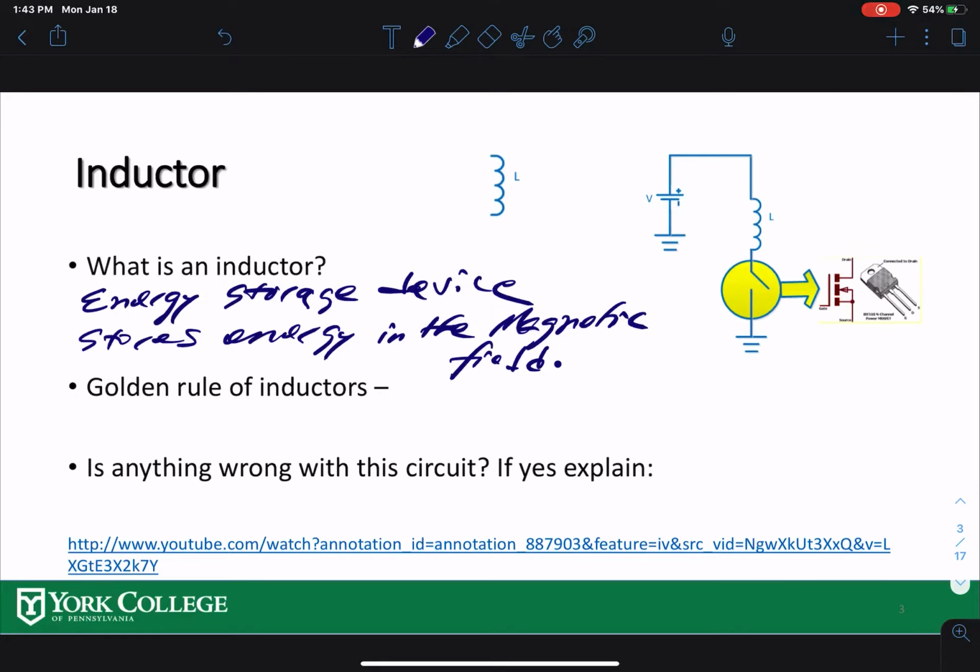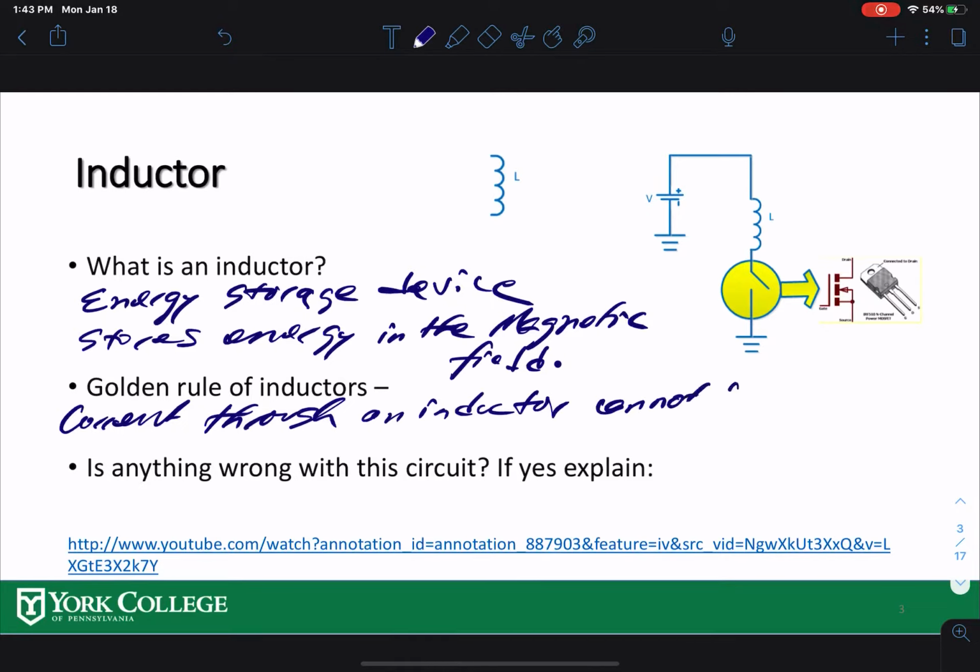That's the inductor. And what is the golden rule of inductors? There are two rules, one for the inductor, one for the capacitor. For the inductor, the current through an inductor cannot be changed instantaneously. It takes time to change the current through an inductor.